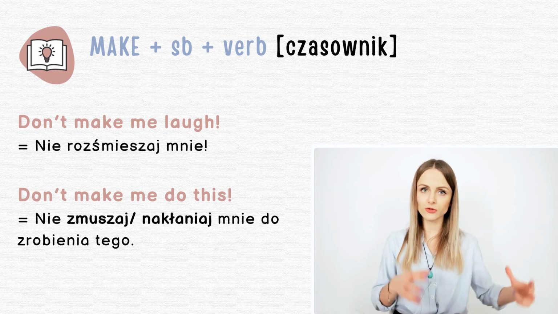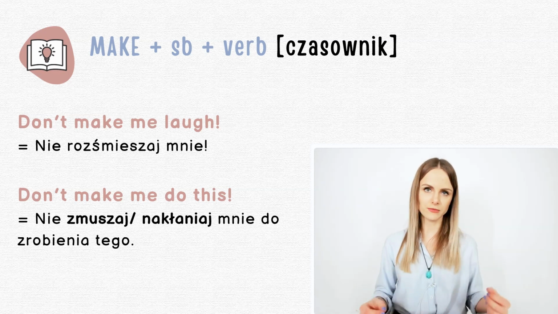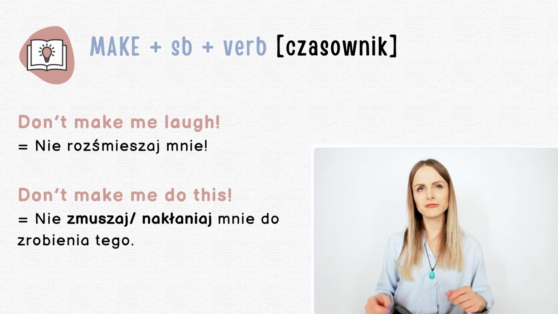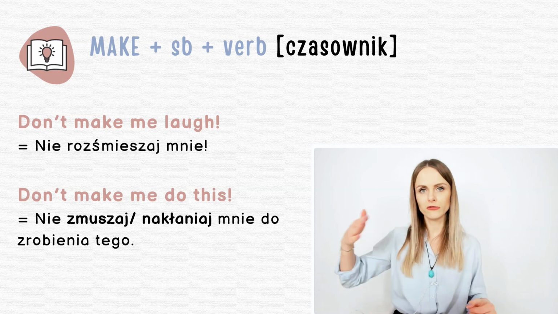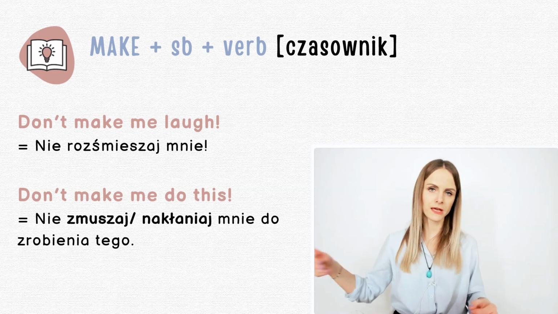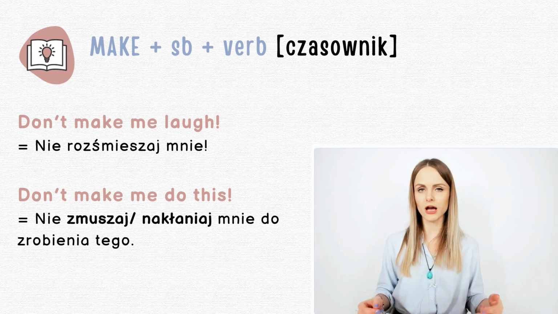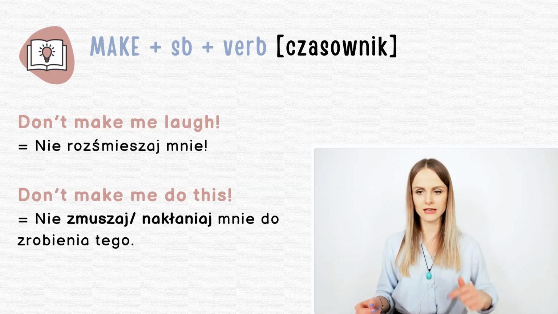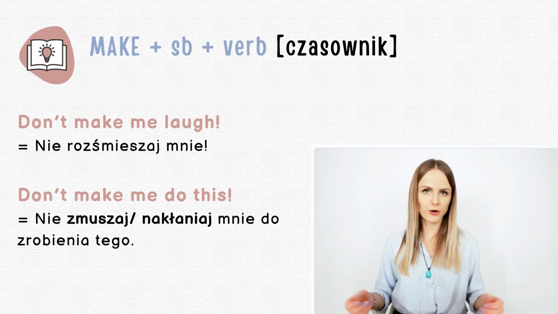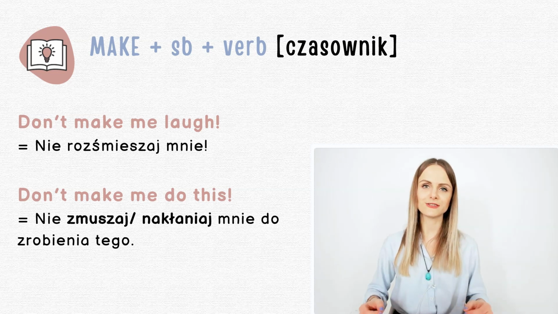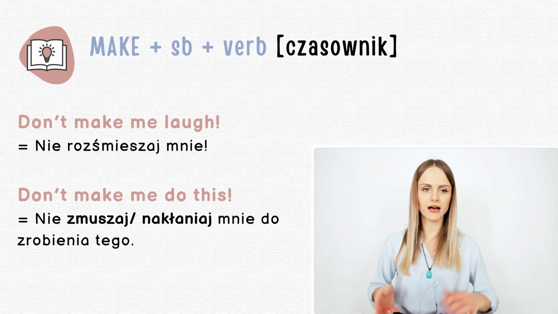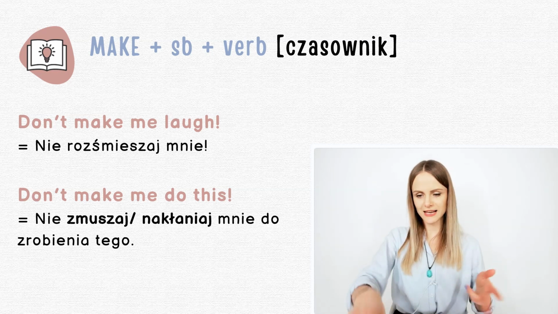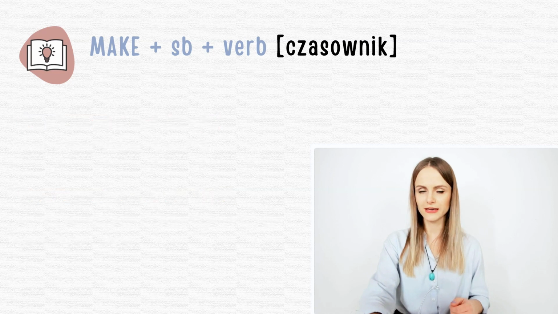So it's not as strong as forcing somebody to do something, but I have to tell you that this structure is used more often than force somebody to do something. So in this informal speech, I have this feeling that this one is more common. That's why it's worth using it. That's why we are learning how to use this structure today. Okay, so don't make me laugh, don't make me do this. Let's move on to another example.